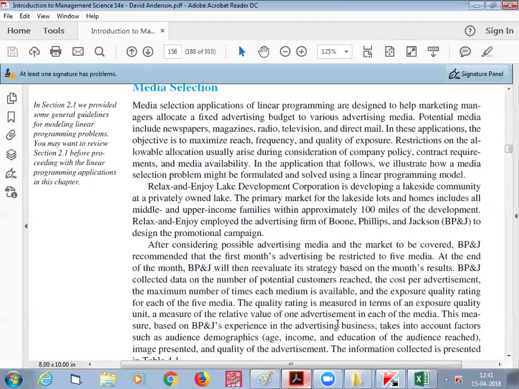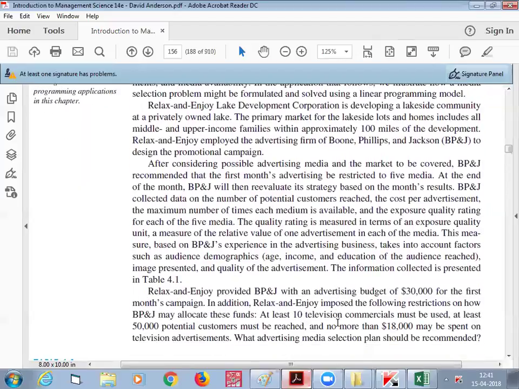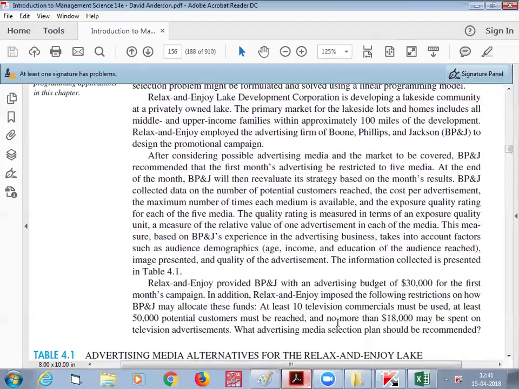Okay, so we'll do this for a particular case here. Relax and Enjoy Lake Development Corporation is developing a lakeside community on a privately owned lake. The primary market for the lakeside lots and homes includes middle and upper class families within approximately 100 miles.